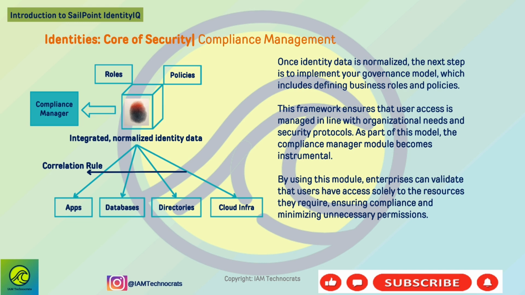Compliance management. Once identity data is normalized, the next step is to implement your governance model, which includes defining business roles and policies. This framework ensures that user access is managed in line with organizational needs and security protocols. As part of this model, the Compliance Manager module becomes instrumental. By using this module, enterprises can validate that users have access solely to the resources they require, ensuring compliance and minimizing unnecessary permissions.